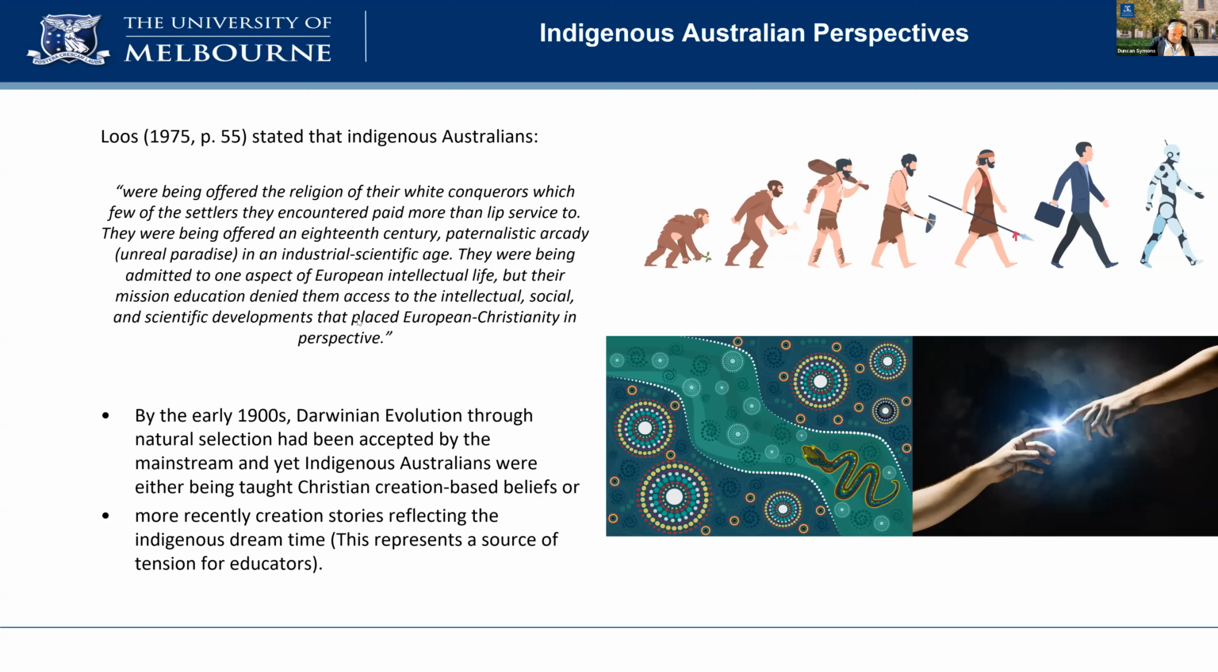However, beyond that time, by the 1900s, Darwinian evolution through natural selection had been accepted by the mainstream in Australia, yet Indigenous Australians were either being taught Christian or creation-based beliefs, or more recently, creation stories reflecting Dreamtime. So there's a source of tension there, as Indigenous Dreamtime stories make their own explanation for the origin of our species. And that also conflicts with a lot of the very strongly held Christian beliefs that exist in Indigenous populations.